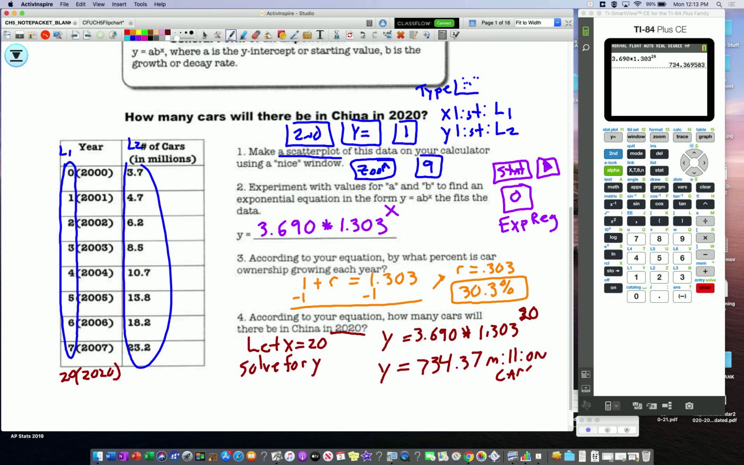Wow. Now you might be saying, Mr. Varts, that's just insane. Well, let's think about the population of China a little bit here. The population of China is well over 1 billion people. My guess is it's about 1.2, 1.3 billion people. So 1 in every 2 people are owning a car.